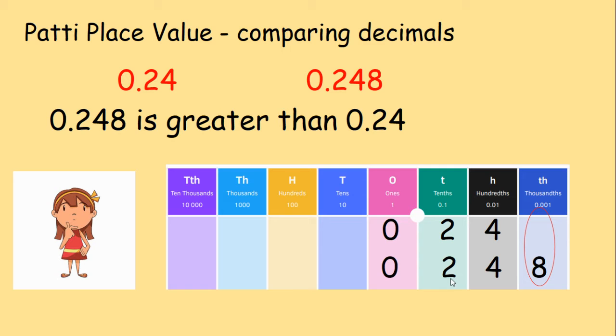The first number doesn't have any thousandths. The second number has 8, so therefore I know that this number will be greater. 0.248 is greater than 0.24. Well done if you managed to get that one correct.